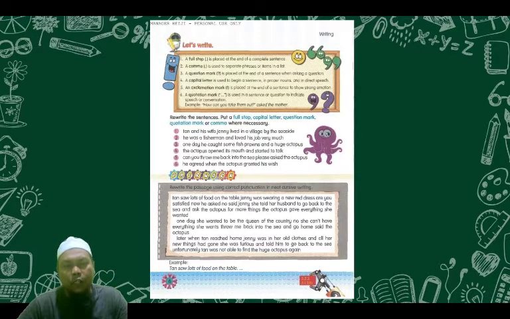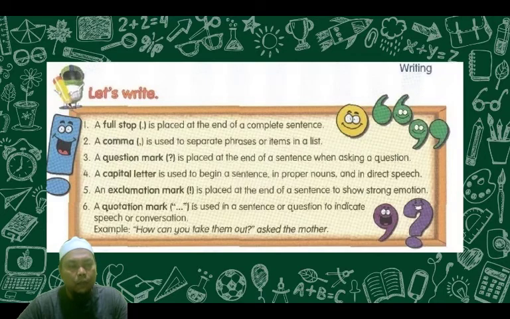So which part of writing skill we need to emphasize? If you can see here, we are talking about punctuation. Do you know what is punctuation? Punctuation is a mark in writing, right? Such as here, a full stop, number 1. A full stop, a little dot, is placed at the end of a complete sentence. Every time you write something, at the end of a sentence you should put a full stop, compulsory.